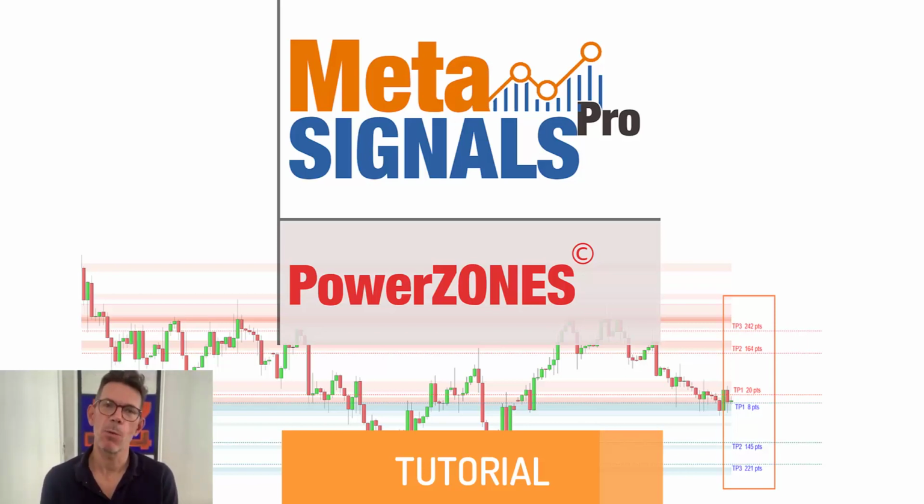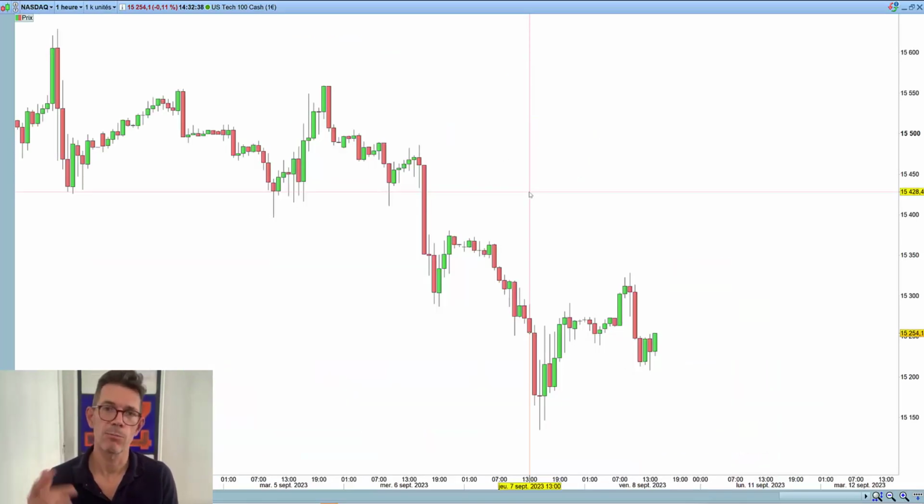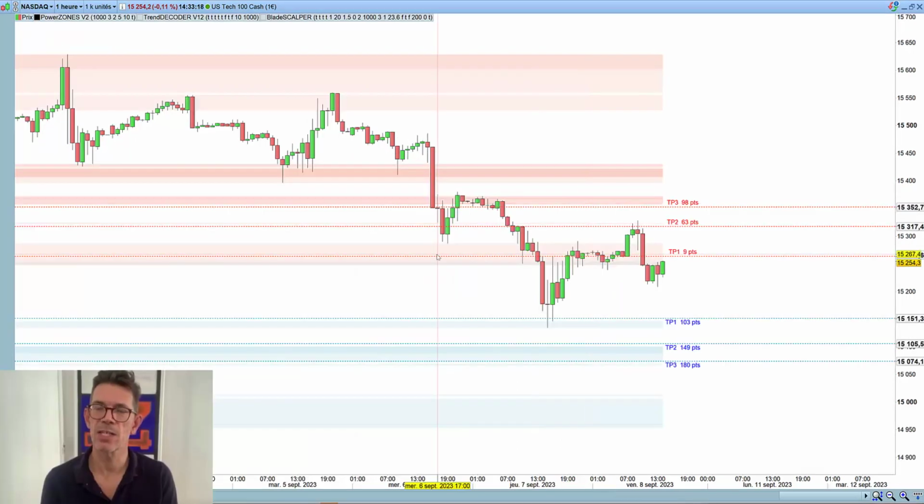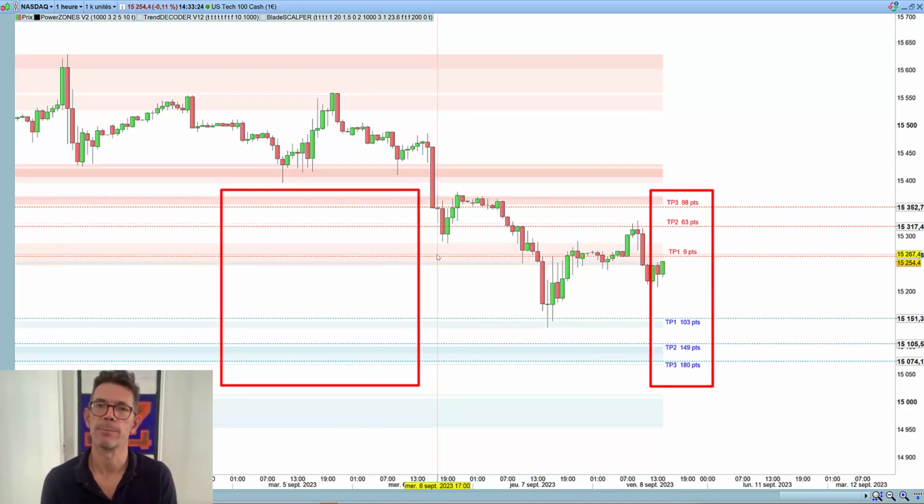In the next minutes, we'll see how PowerZone can enhance your trading experience dramatically and secure your trading routine. Just click on the Price tab, select PowerZone in the indicator window, and you get instant access to two valuable insights by default: the zones and, of course, the take profit levels.